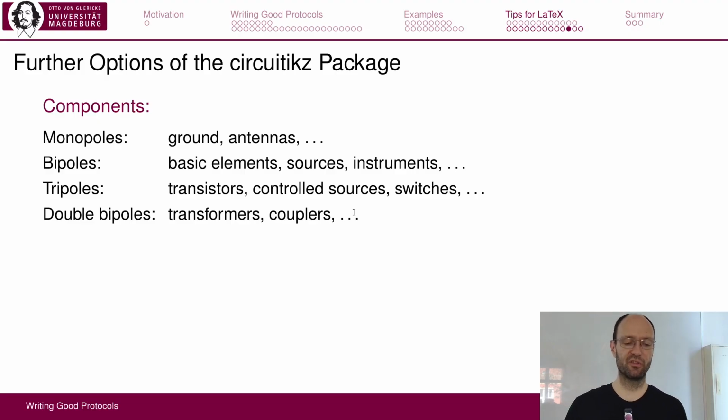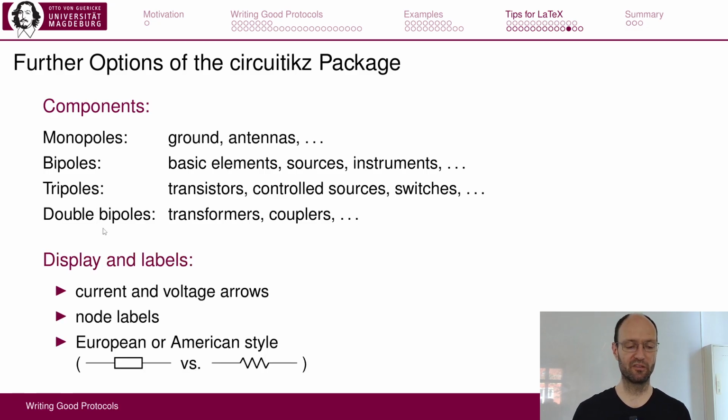Okay, so further options for this package. Now we have just used bipoles that have a beginning and end. There are also monopoles like a round symbol or some antenna. There are also tripoles like a transistor, or double bipoles like a transformer or coupler or something like this. And you can also use this concept of separating content and style for the circuit schematics. So you can have European versus American style for the circuit symbols.